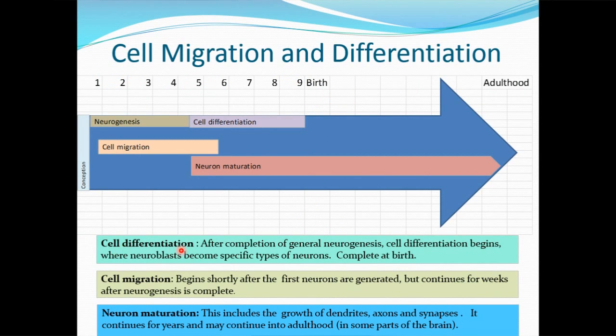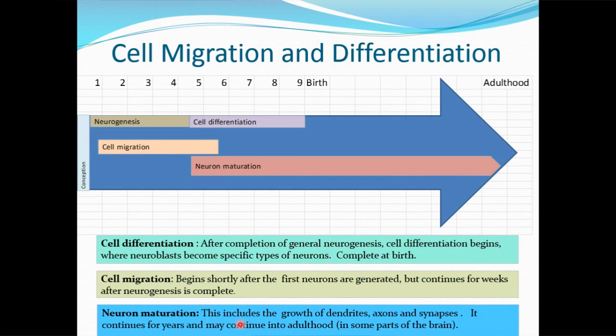Now, cell differentiation happens after the completion of general neurogenesis. Cell differentiation begins when neuroblasts become specific types of neurons, and it's completed by birth. So here you have your neurogenesis in the beginning, and then your cell differentiation, okay, up until birth. Cell migration begins shortly after the first neurons are generated, but continues for weeks after neurogenesis is completed. So it starts about there and then continues for quite some time.